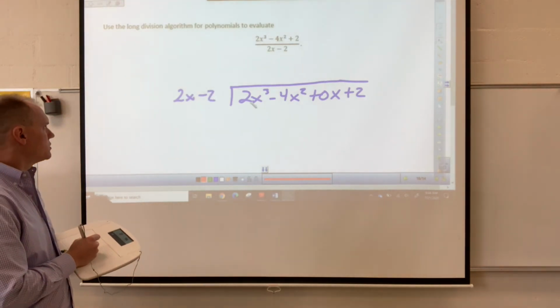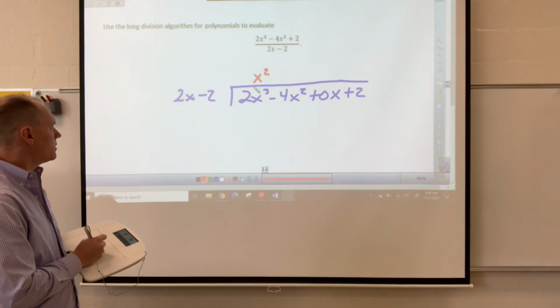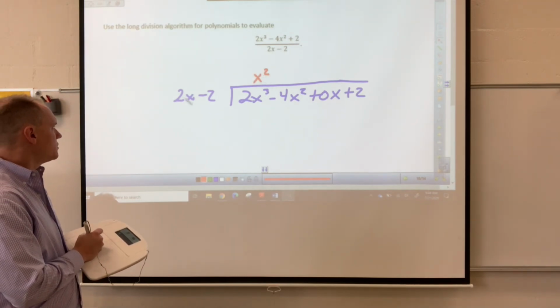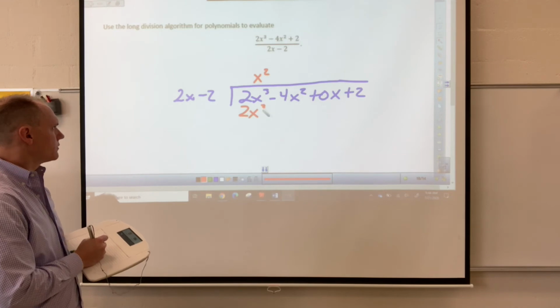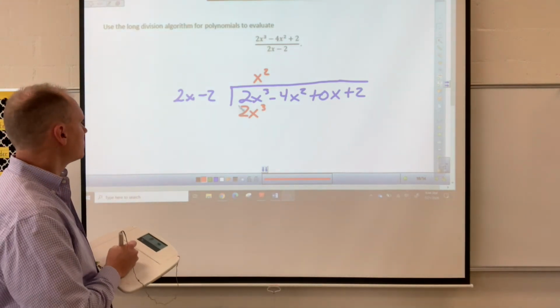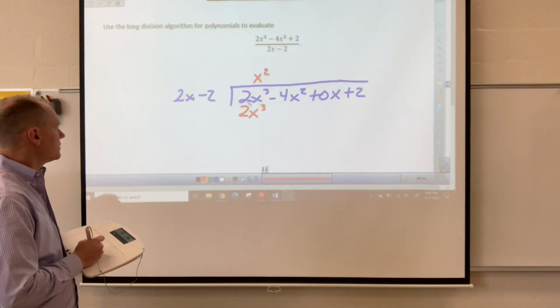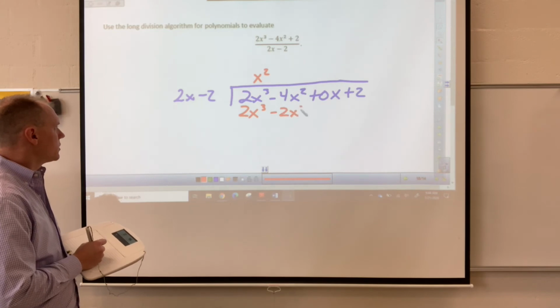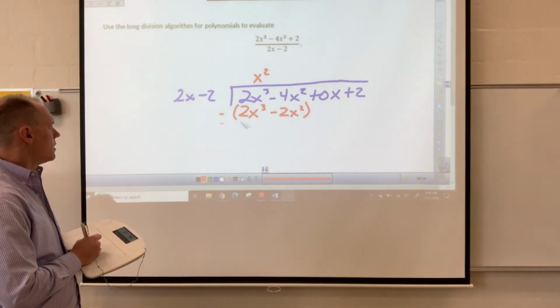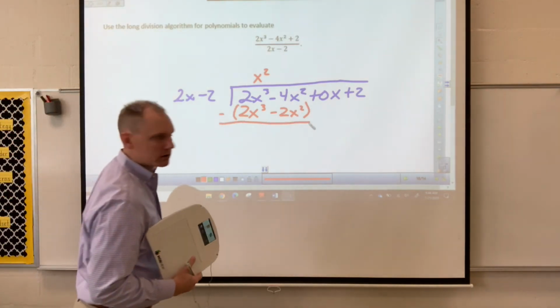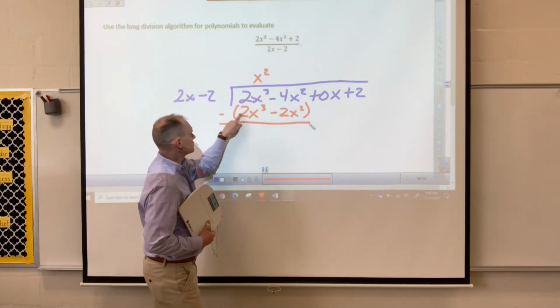2x times what is 2x cubed? That would be x squared. X squared times 2x is 2x cubed, so that confirms what we thought. And then x squared times negative 2 is negative 2x squared. Don't forget to subtract. Be very careful here. 2x cubed minus 2x cubed is nothing.